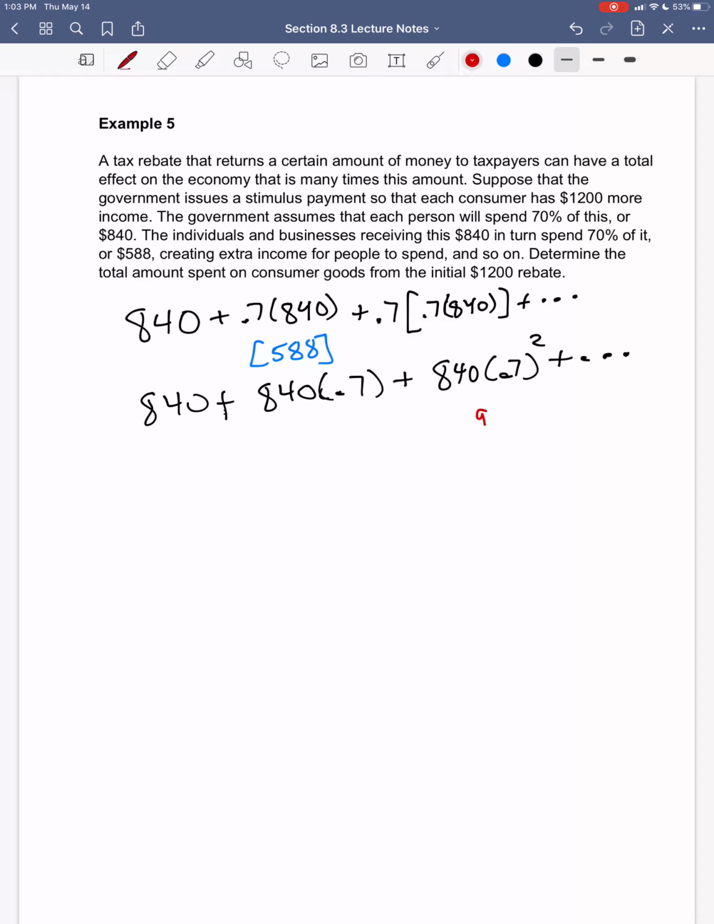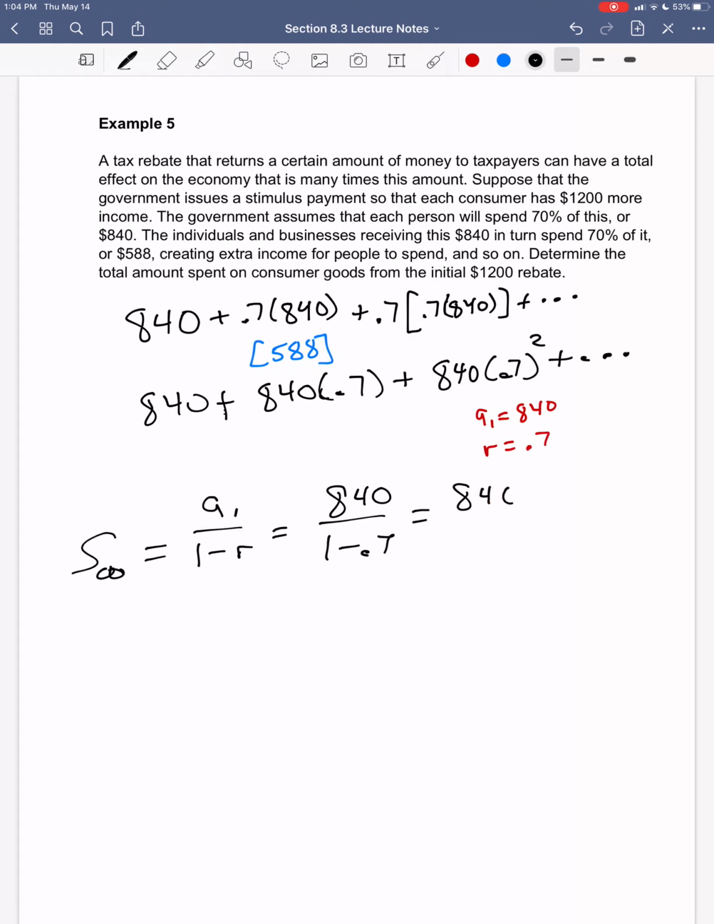What I've got here is that a sub 1 is 840, and my r is equal to 0.7. So I can find an infinite sum if I just take a sub 1 over 1 minus r. So that would be 840 divided by 1 minus 0.7. That would be 840 divided by 0.3. And if I calculate that, that's then $2,800.